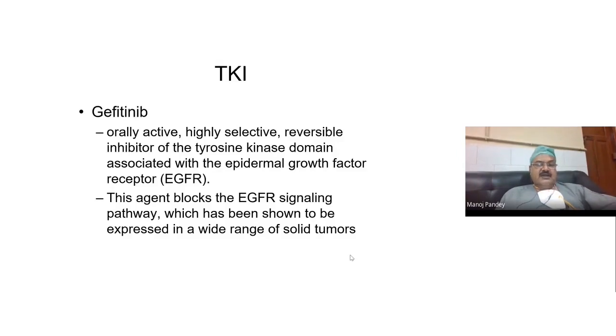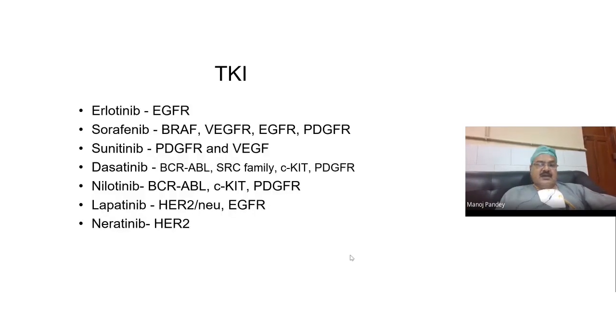They inhibit the epidermal growth factor receptor tyrosine kinase pathway and block the EGFR signaling pathways. Other TKIs are erlotinib, which is again an EGFR inhibitor, and sorafenib, which inhibits BRAF, VEGF, EGFR, and PDGFR. Sunitinib, which is basically a PDGFR and VEGF inhibitor. Dasatinib, which basically blocks BCR-ABL. Nilotinib, which is again active against BCR-ABL or c-KIT. Lapatinib, which blocks HER2/neu, and neratinib, which also blocks HER2/neu.